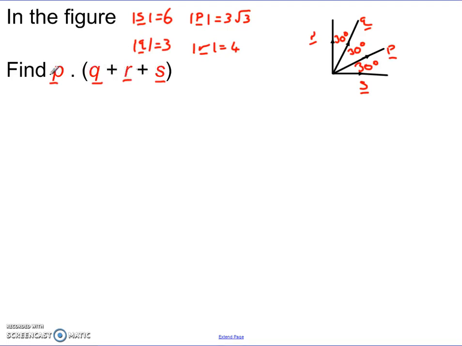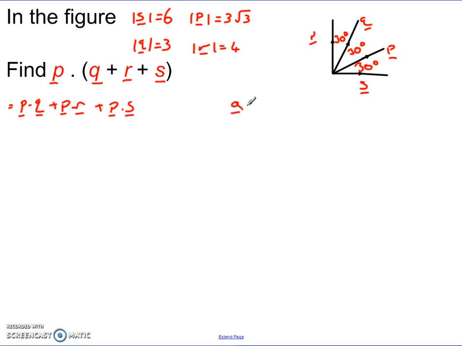Now again, this one is going to be coming back to our associative property. We want to multiply out this bracket. We'll have 3 scalar products to work with. We then just take it from there. So what we want to do is then P dot Q plus P dot R plus P dot S. Now, we've got each of these scalar products, but we're not given a full vector, so we can't do them straight away.